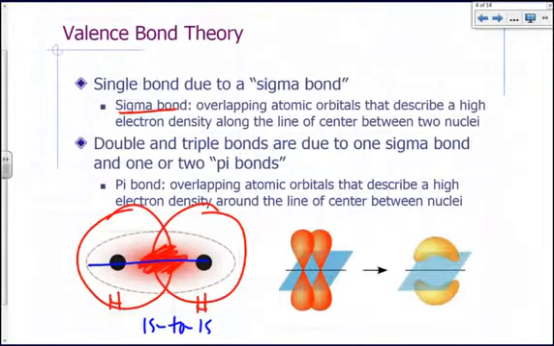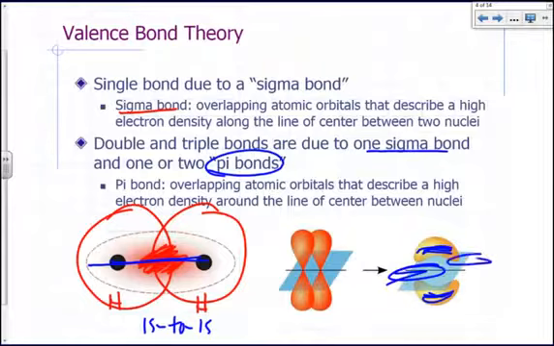Now, the second and the third bond are said to be due to pi bonds. So the first bond is always a sigma bond, that's the bond along the line of centers. You can have a region of high electron density above and below your neighboring atoms, and that would be a pi bond. A second pi bond can be a region of high density in front of and behind.